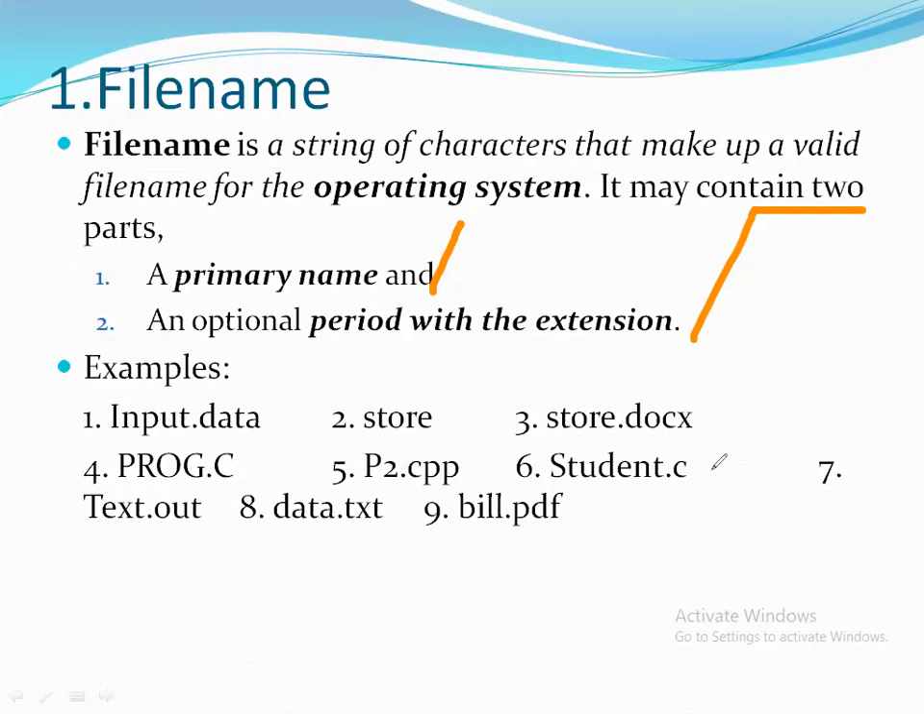Next, student.c. Student is the file name and .c is the extension. Next, seventh one, text.out. The out is one of the file formats. Next, data.txt. What is the extension txt? That is the notepad. Next, build.pdf. In our regular activities we are using PDF, docx, txt, c, and so many types of extensions.